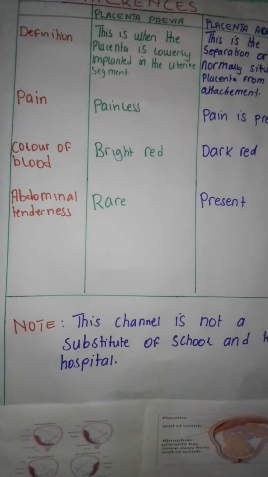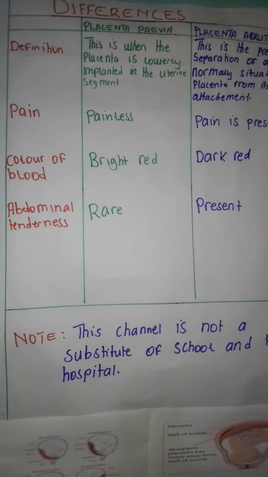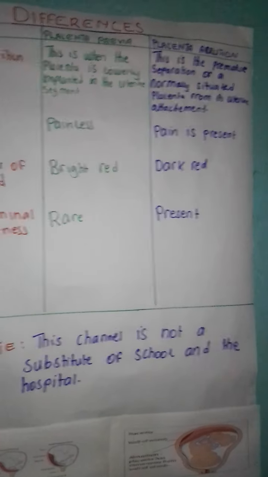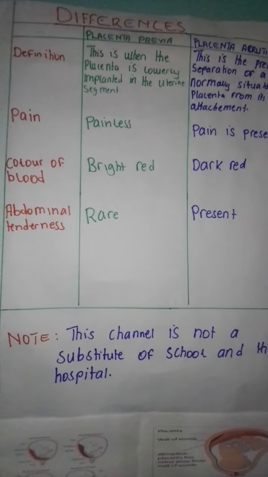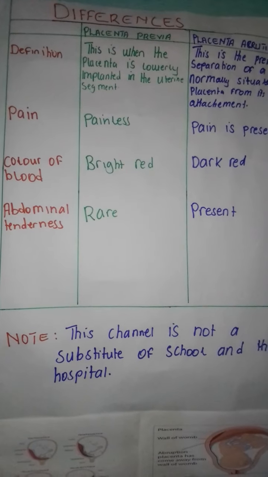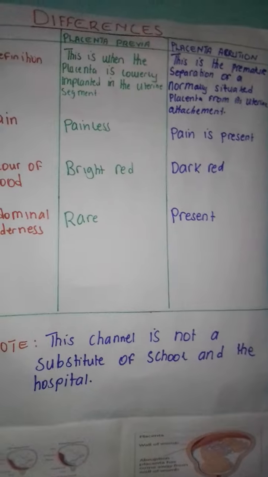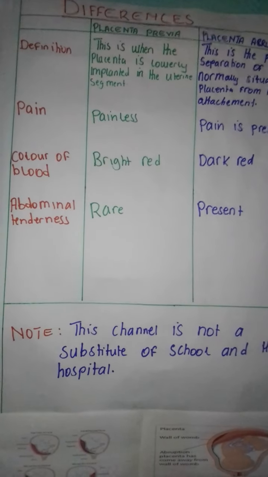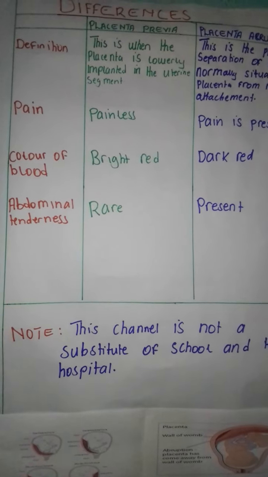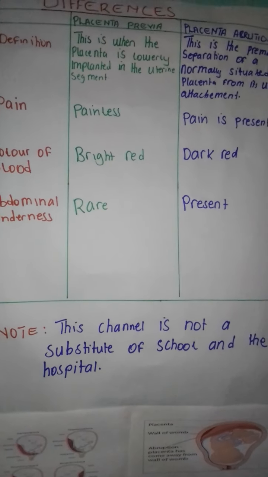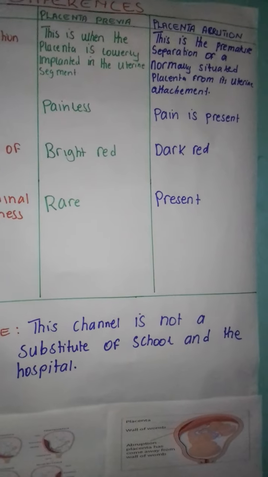What about the pain? The pain in placenta previa is not there. In placenta abruptio, the pain is present. The color of blood in placenta previa is bright red, and in placenta abruptio is dark red. Abdominal tenderness is rare in placenta previa, while in placenta abruptio it is present.